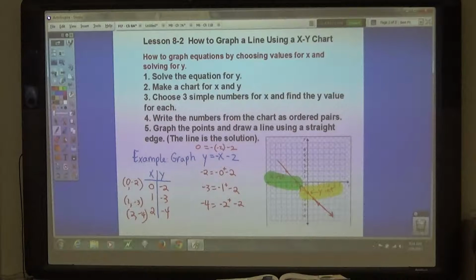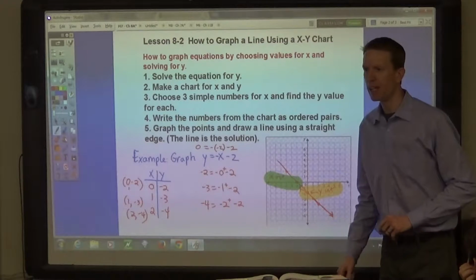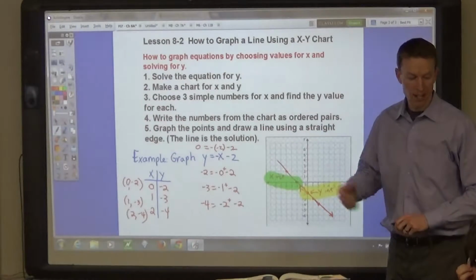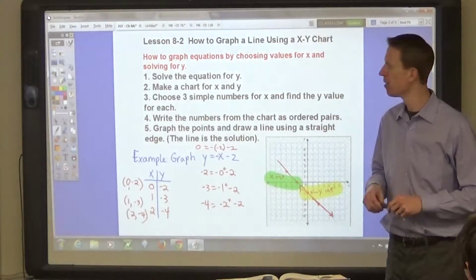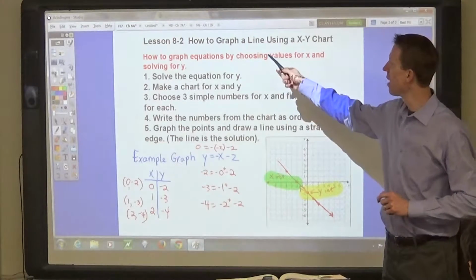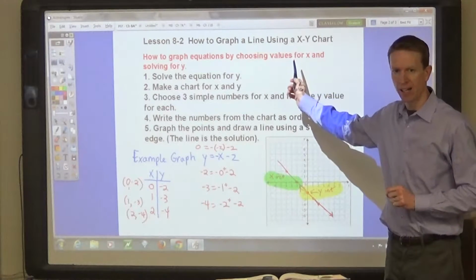All right, 7th graders, we're going to continue with lesson 8.2. 8.2 has a lot of stuff in it, so we're going to spend a couple of days on this lesson, and then you're going to take a quiz tomorrow just on this lesson. Okay? So yesterday we talked about how to graph a line.